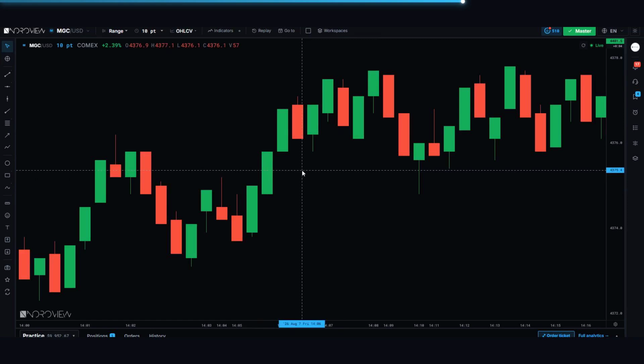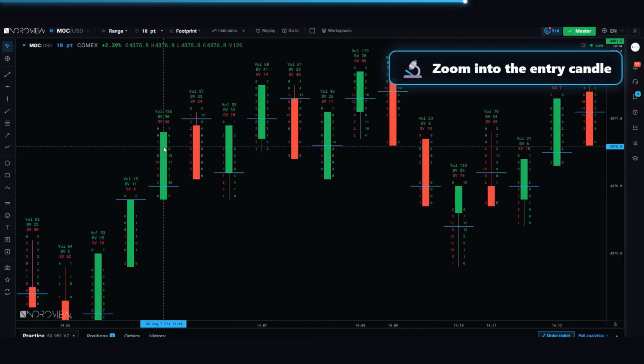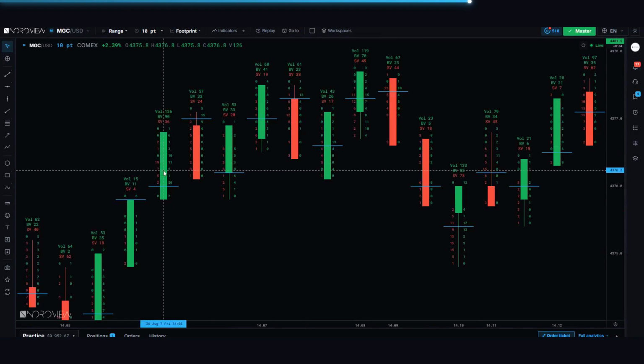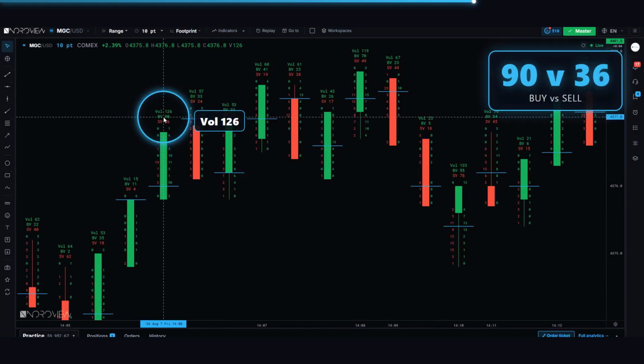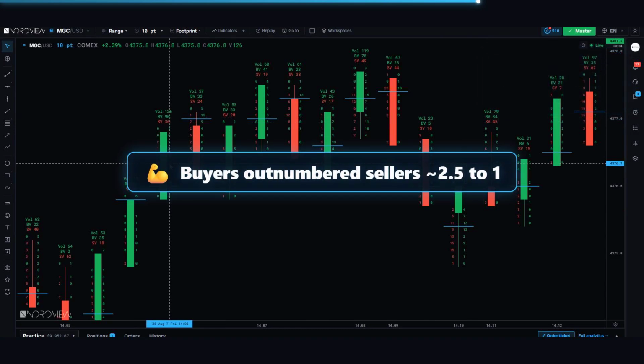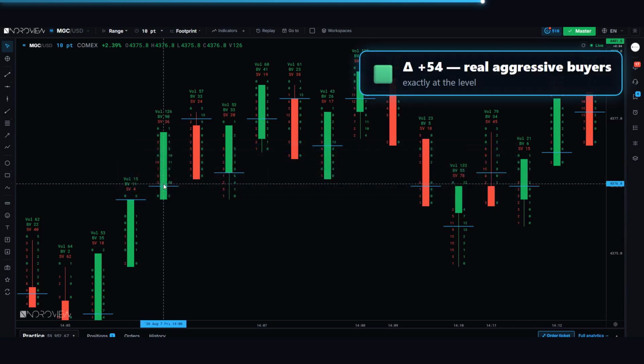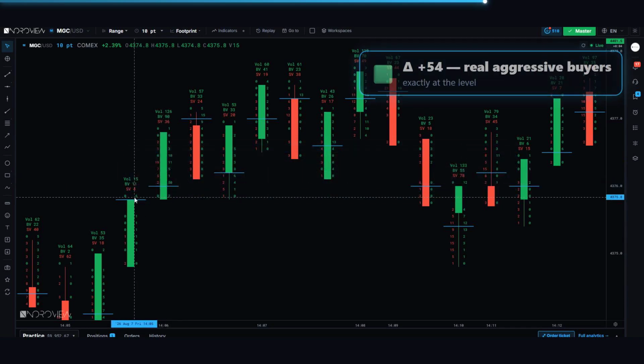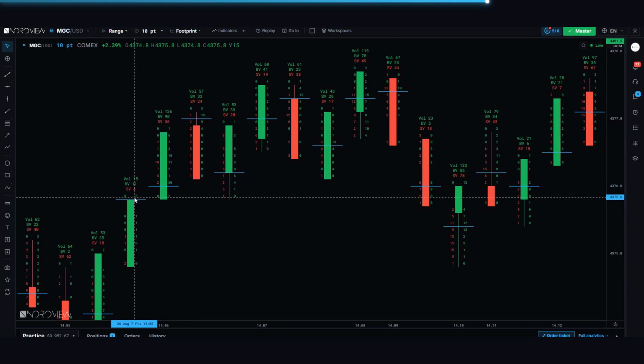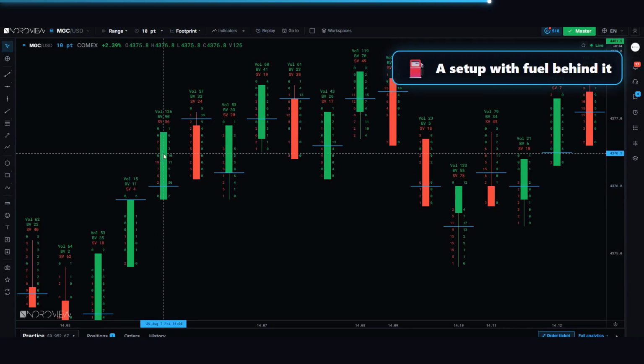Why did it work? So let's zoom into the entry candle and put the footprint on it. This is the candle the break happened on. Look at the numbers. Volume 126, buying 90, selling 36. Buyers outnumbered sellers there by nearly 2.5 to 1. So the break was not a guess. Real aggressive buyers turned up exactly where the level was. That is what a setup with genuine fuel behind it looks like underneath the candle.